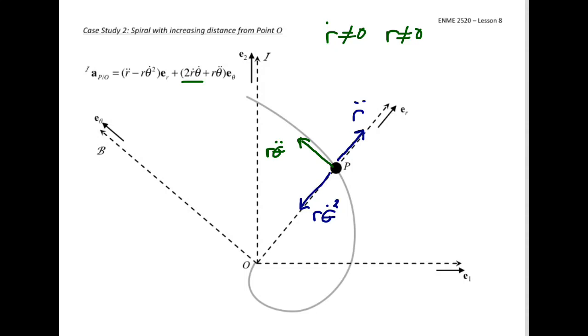So to start out, let's just take it at face value. What we're saying here is that this term in the acceleration, which we call a Coriolis acceleration, is twice the magnitude of the change in the radius, r dot, and the change in position, theta dot. And it's pointing in the E sub theta direction. So I'll put this in red, and this is 2r dot theta dot.